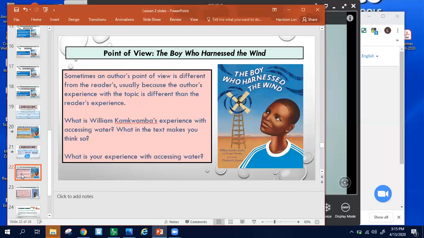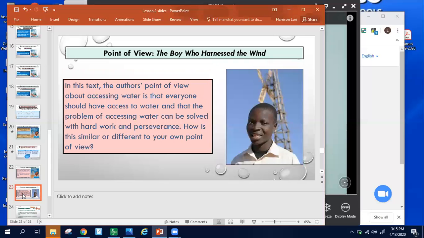What is his experience with accessing water? And what in the text makes you think so? What did you hear that makes you think that his experience is different than ours? And what is our experience with accessing water? I'm going to ask you both of those questions in the Google form. And then I want you to also think about this.